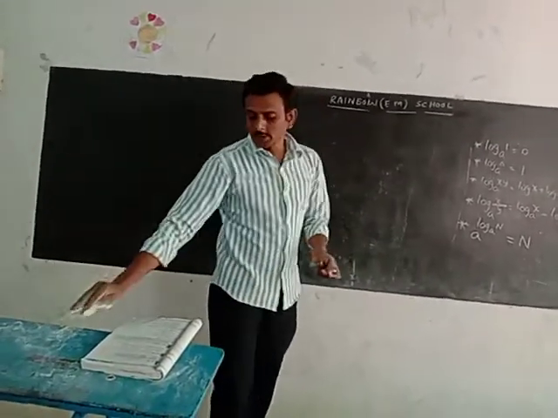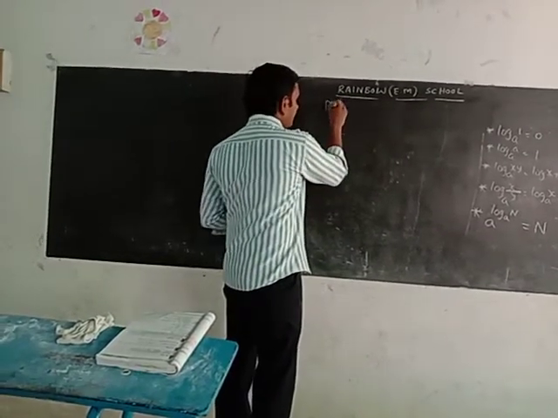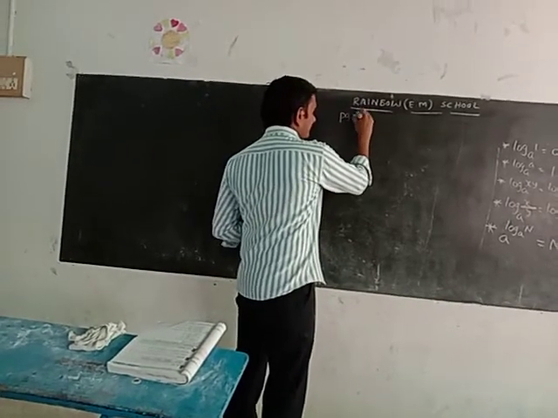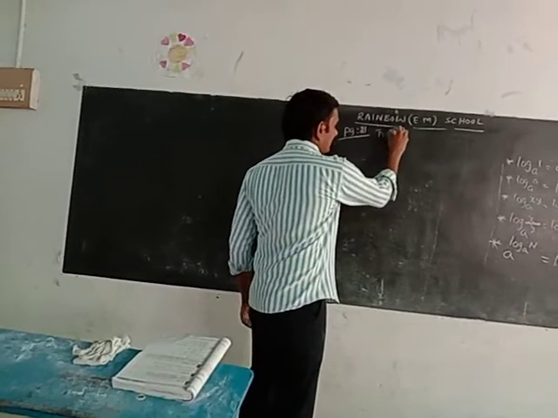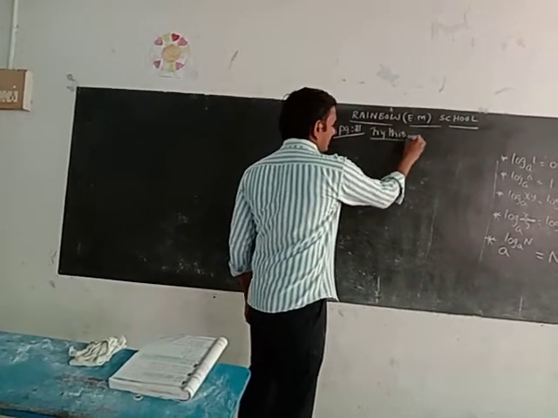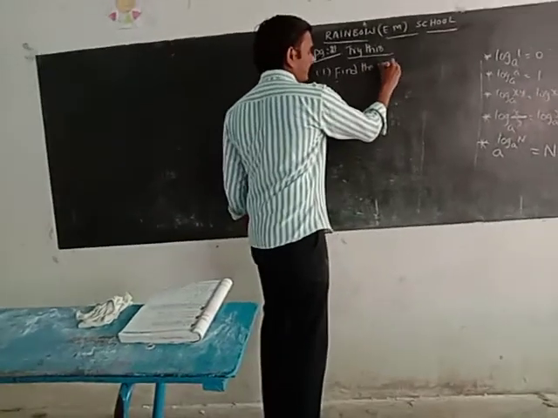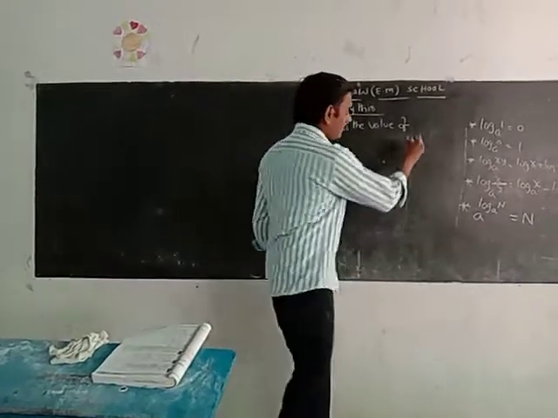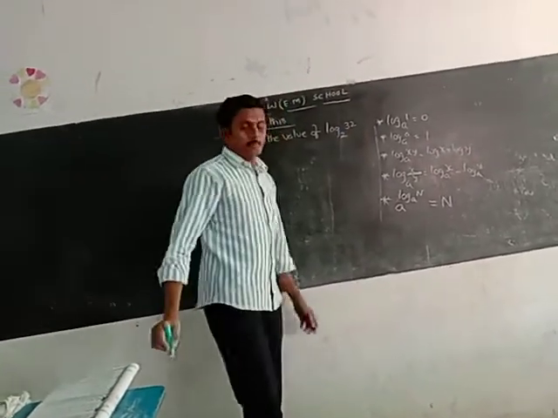Okay, in the exercise models also, here we have to cover from page number 21 in the textbook. In page number 21, what is the problem? Try this. What is the first one? Find the value of log of 32 to the base 2.